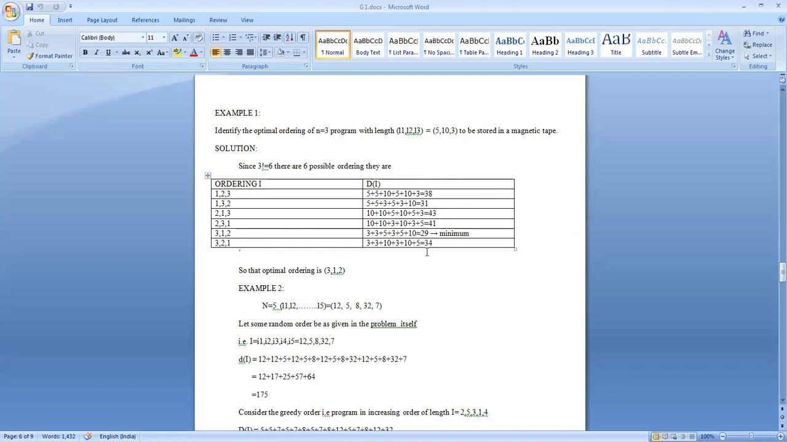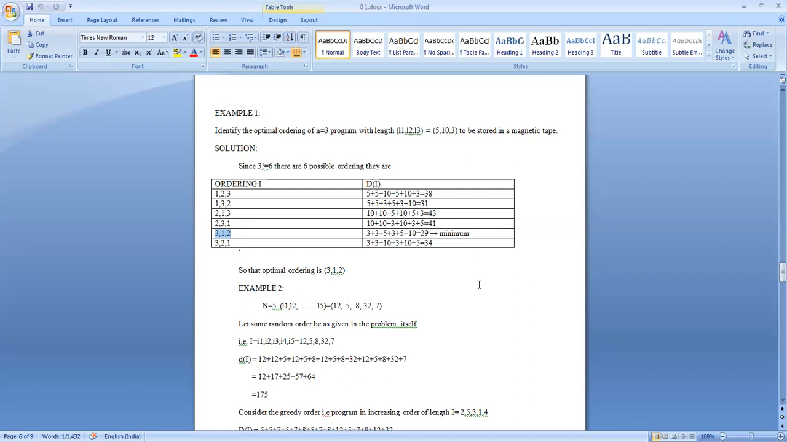Now you look at the retrieval time of these orderings. It is 38, 31, 43, 41, 29, 34. Now, which is the minimum? 29 is the minimum. So this ordering is our optimal solution because that has the minimum retrieval time. Minimum retrieval time 312. Okay. That is the idea.